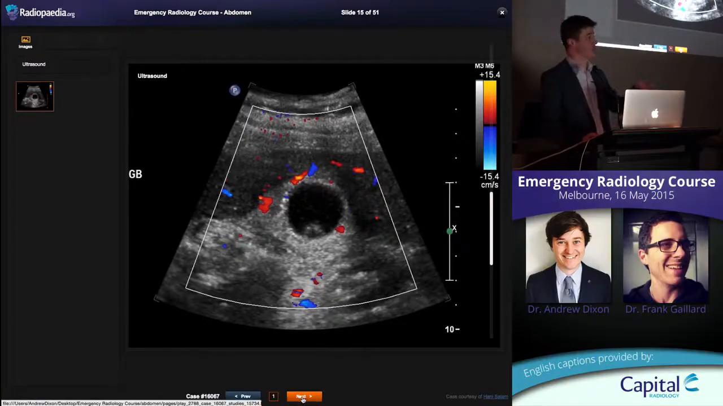Difficulty comes if you don't see any stones and you've got features of cholecystitis. As I said, in that situation, really think hard about pancreatitis or hepatitis and a reactive thing. Acalculous cholecystitis really only happens in really, really sick elderly people, diabetic people. Very, very rare.